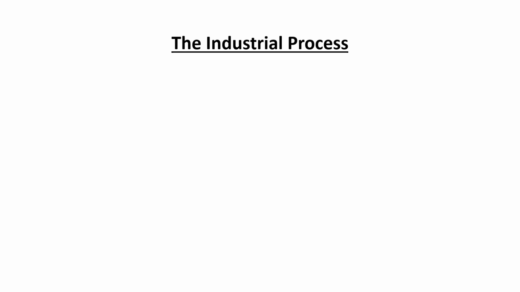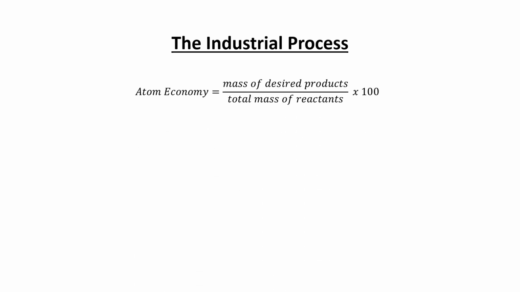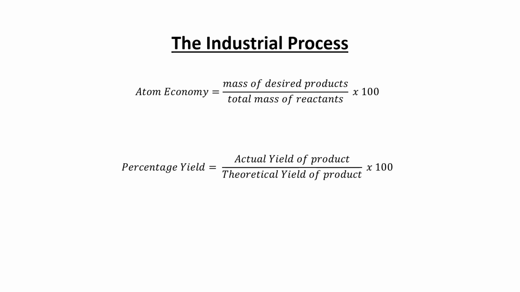As previously discussed, atom economy and percentage yield can be compared to give an indication of the economy of a process. To do this, we use the information in the equation to complete both these calculations, and we then compare our results.